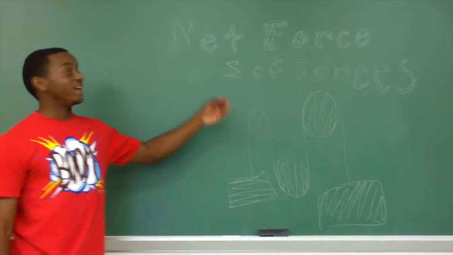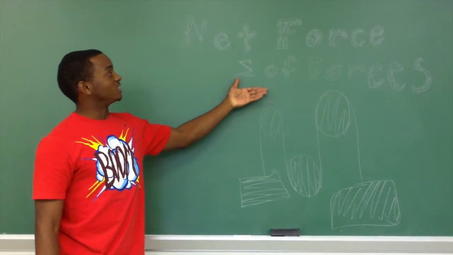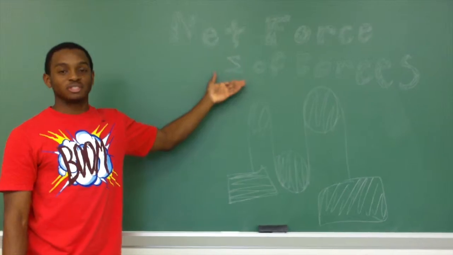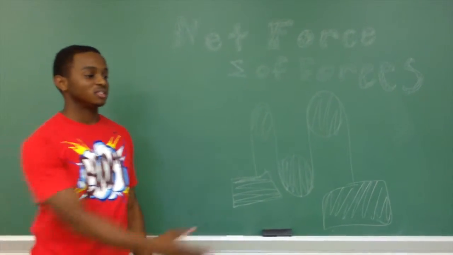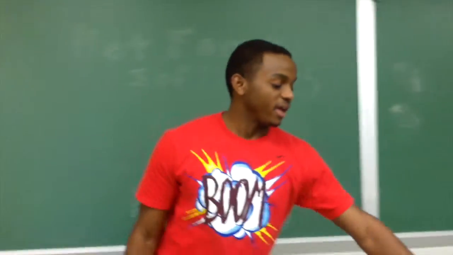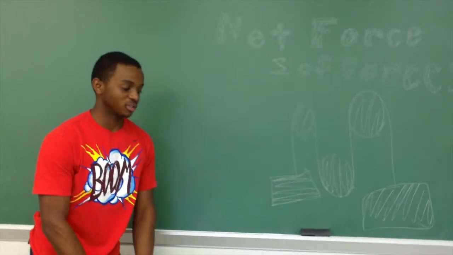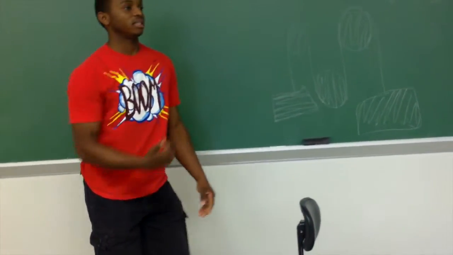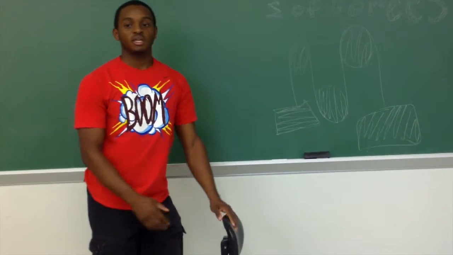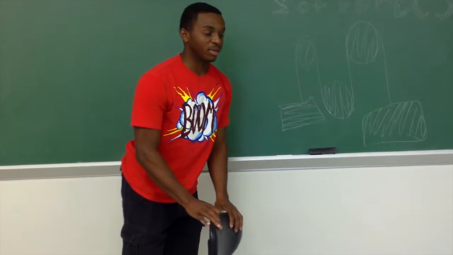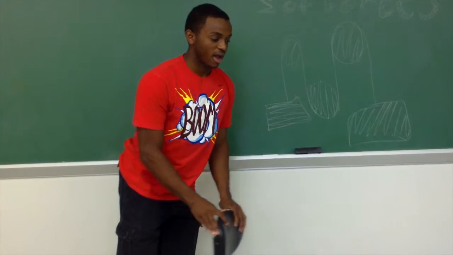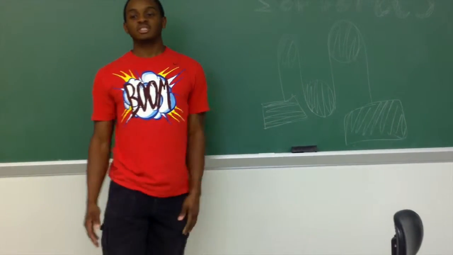So the net force is the summation of all the forces acting on one object. So if I have a chair and I put a force this way, then it'll move. If there's a force acting on it in the opposite direction, it'll move. And the summation of all the forces acting on an object is the net force.